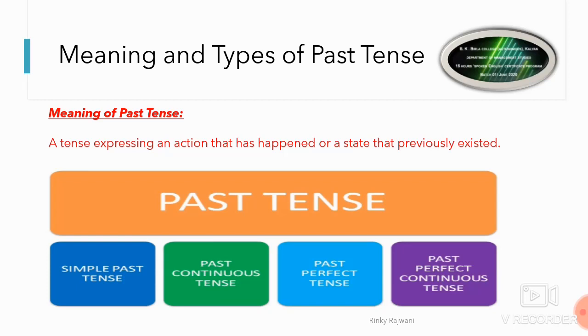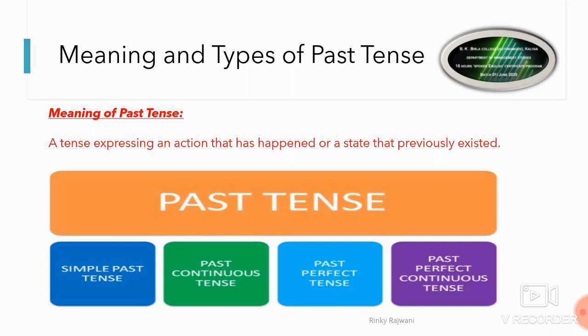What is meant by past tense, or what are the types of past tense? Now you would have already studied about the meaning of past tense, wherein I don't want to go in depth, but herein I will shortly like to describe what is past tense. A tense which is expressing an action that has happened in past, or a state that previously existed. So that is an action or an expression that has happened in past, not now.